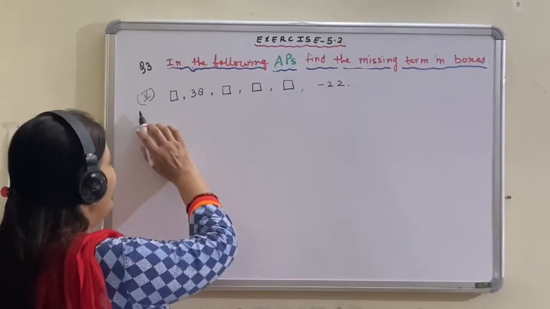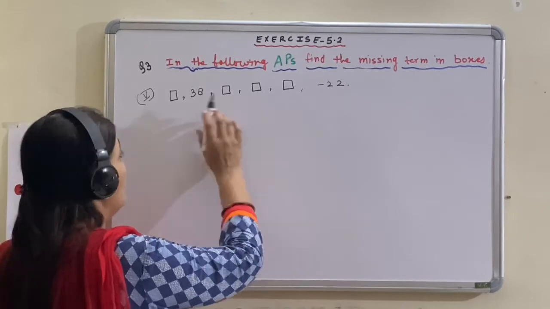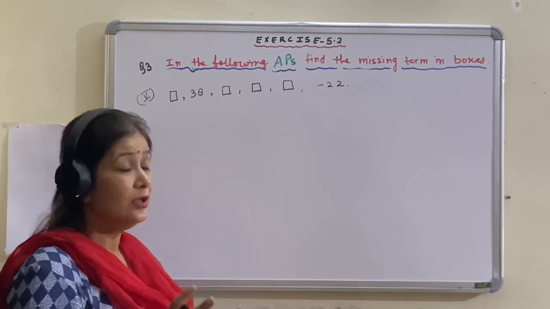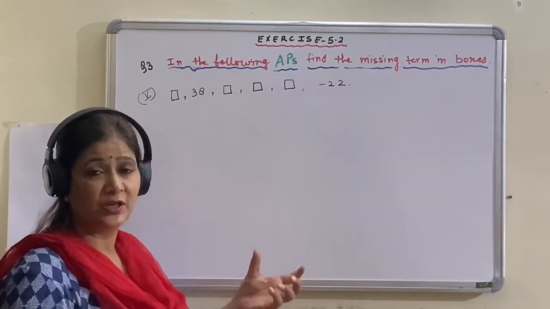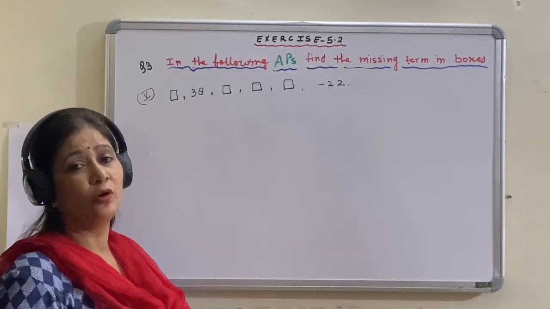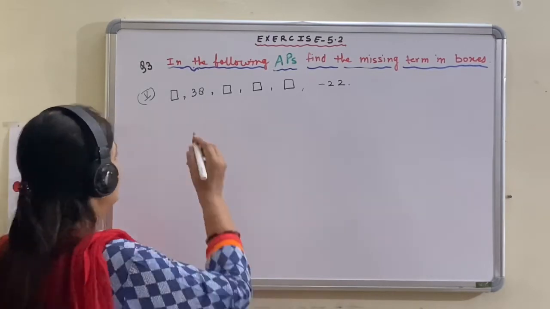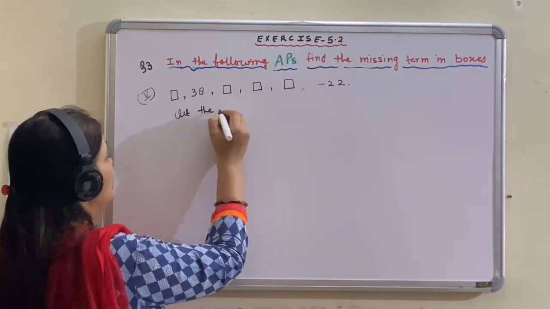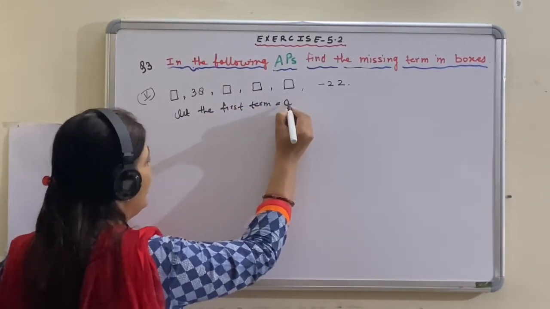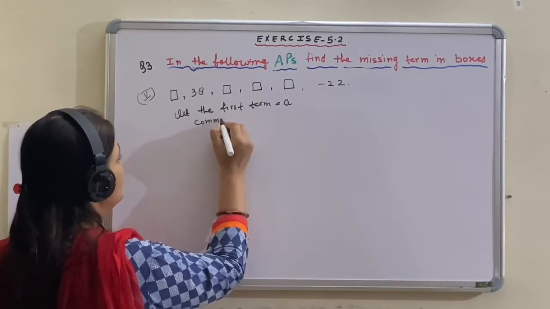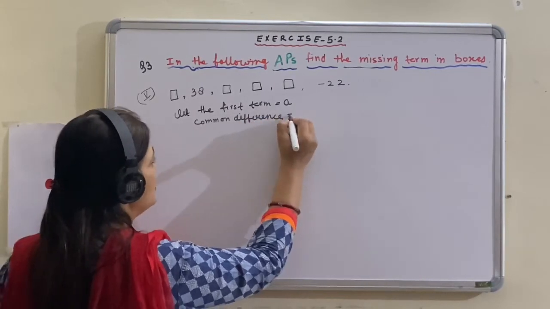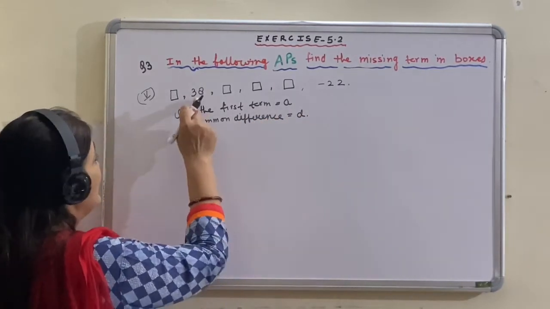Fifth part of question number 3. Again you have to find the missing terms, but in this part first term is not given. So students, when first term is not given, you have the two unknown terms, first term and the common difference. In this case, two equations are formed and we solve it by the elimination method. So let the first term is equals to A, and the common difference is equals to D.